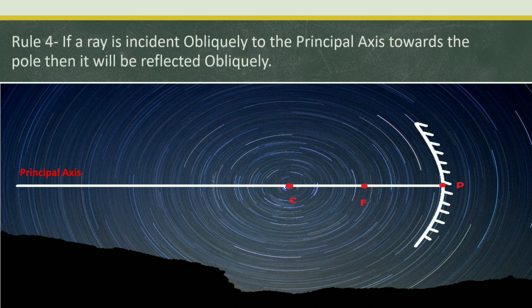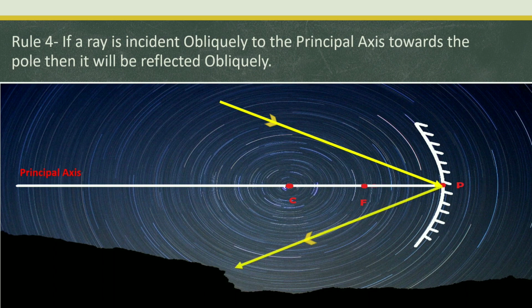Rule number 4. If a ray is incident obliquely to the principal axis towards the pole, it will be reflected obliquely. Here, the principal axis acts as a perpendicular at the pole, making angle of incidence equal to the angle of reflection.